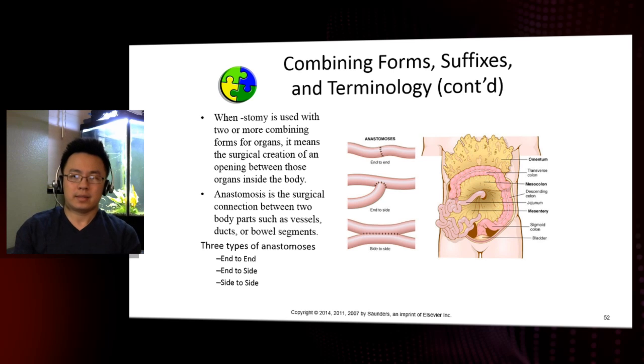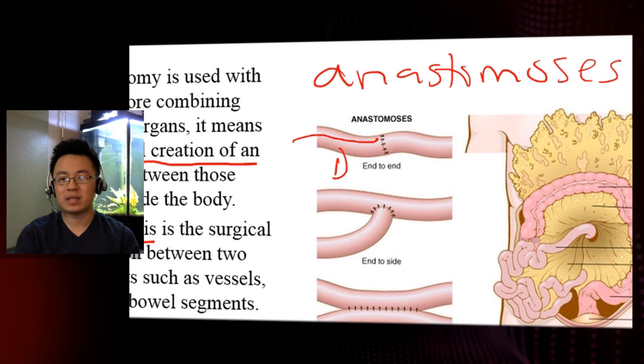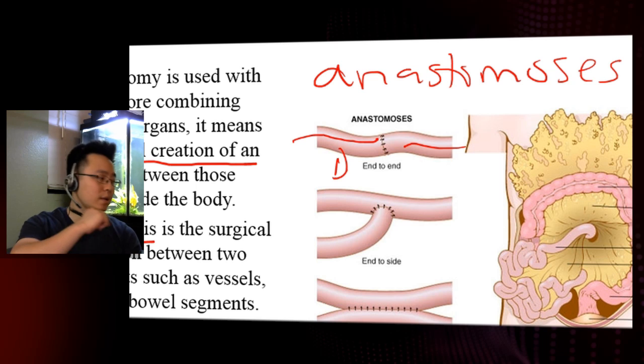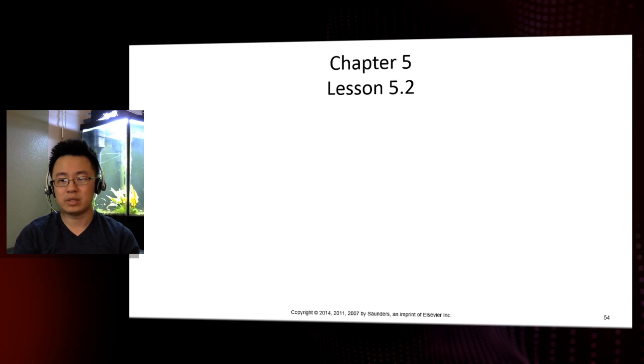Okay, so in some cases here, when stomy is used with two or more combining forms or organs, it means a surgical creation of an opening between those organs inside the body. For example, anastomosis is a surgical connection between two body parts, such as vessels, ducts, or bowel segments. So this would be anastomoses. And there are three different kinds of anastomoses, one of which is end to end. So you can see here we have one end of the intestine and another end coming together. They're surgically sewed together. Another one here is end to side. And the last one here is side to side. They're sewed together.